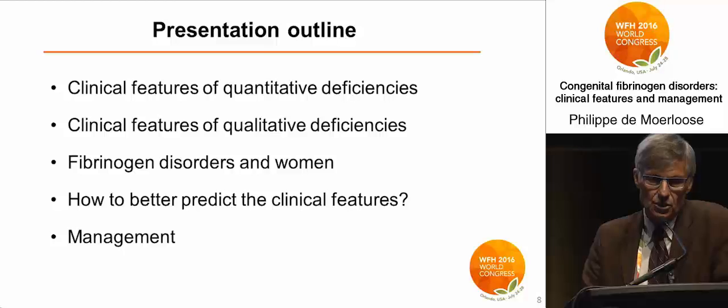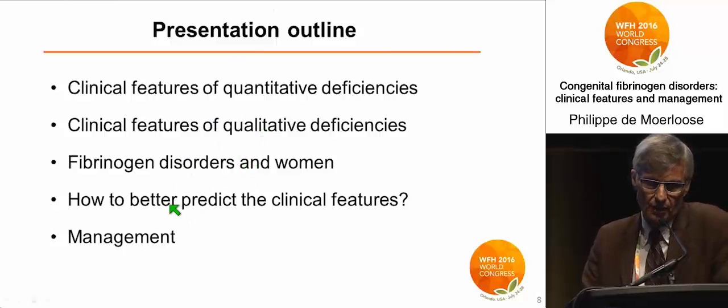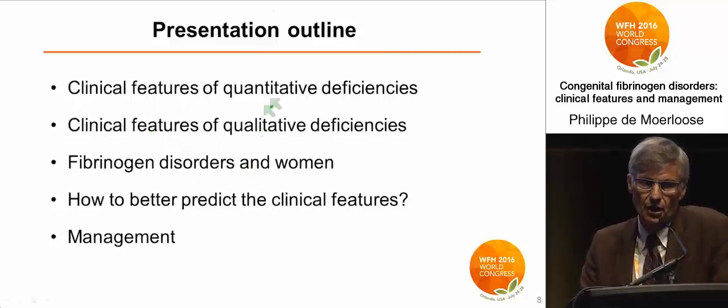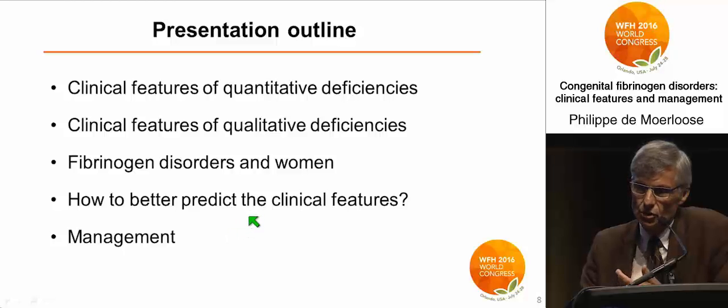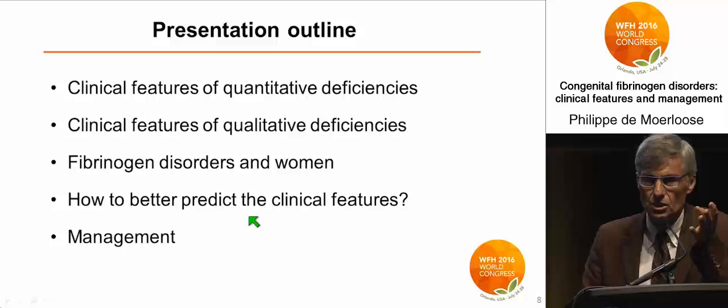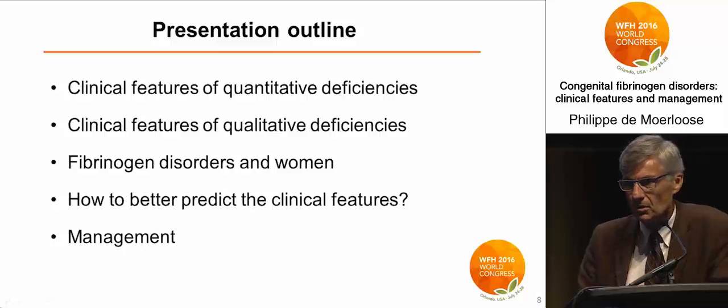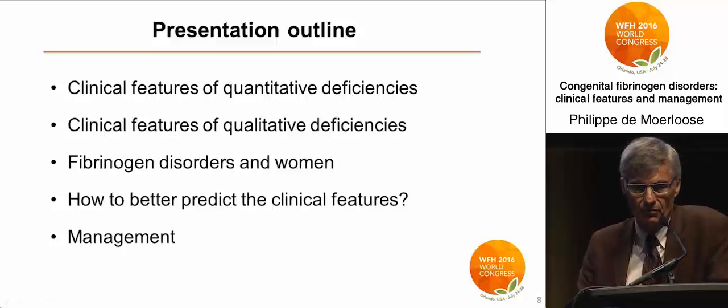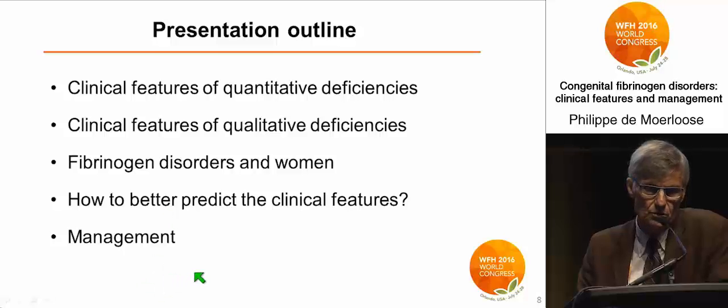So my presentation will be divided into these 5 parts. First, the clinical features, either for type 1 or for type 2. I would say a few words, like Diane did, concerning women, because, again, women are affected as much as men. And the question, which joins what Jean-François was saying: can we predict better than the mutation what's going on in this patient? Because you will see there is a diverse manifestation. And I would say a few words concerning the management.